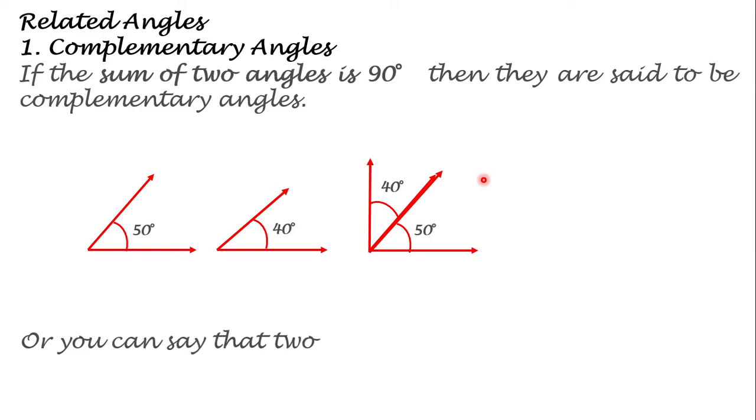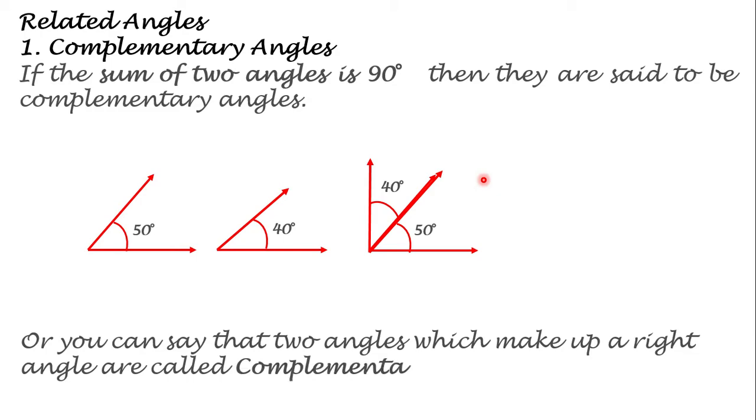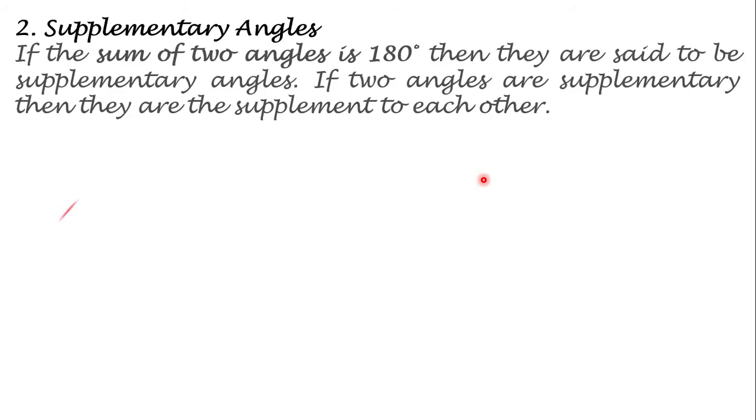Supplementary angles. If the sum of two angles is 180 degrees, then they are said to be supplementary angles. If two angles are supplementary, then they are supplementary to each other. Okay, so one we have taken 50 degrees. Then what is the measure of the second angle? The second angle should be an obtuse angle, which is equal to 130 degrees. Why? 50 plus 130 equals 180 degrees.